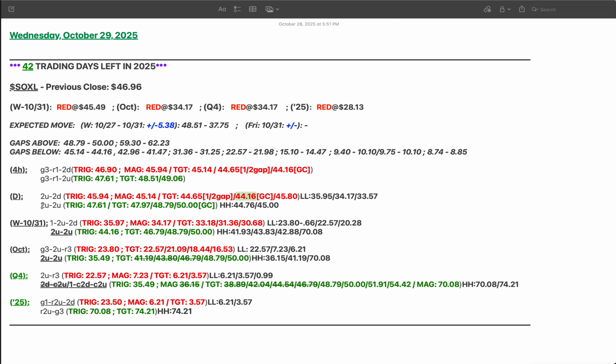To the upside, we have a 2 up continuation, triggering at 47.61. Extended target 47.97. We put that on there just because we would have to fight back through the downside action that we had in the second 4-hour candle on Tuesday. So it's not too far away in number, but we would be starting from the bottom of the 4-hour candle. So that's a decent target for at least the first part of the move. But then 48.79 and 50 flat, which is the gap close, would be our extended targets.